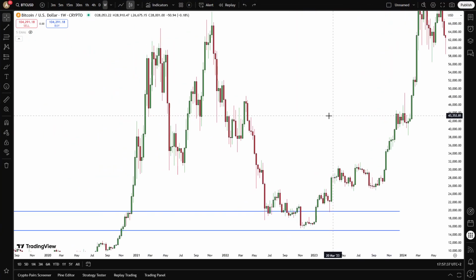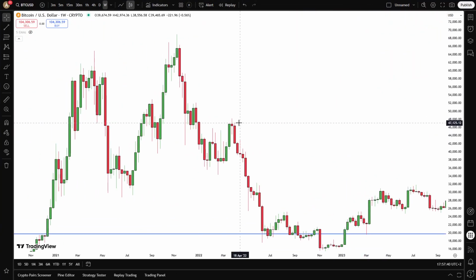Okay, TradingView is working again. Right. I had a little glitch right there.